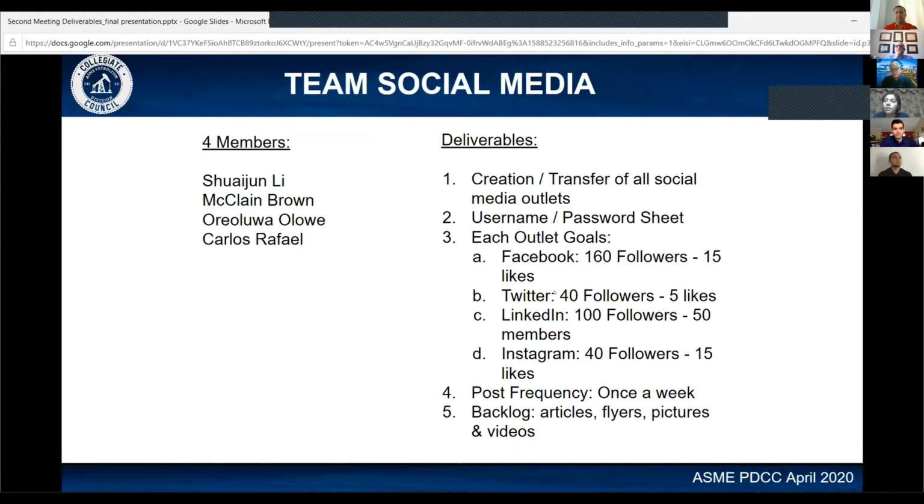We have our deliverables. With the help of Daniel, we created the social media accounts, and we manage the 4 social media to quantify our achievements. We set our goals of how many followers or how many likes for every post that we did, and we keep our posts to once a week. We also have our backlog. We share articles, flyers, pictures, and videos.